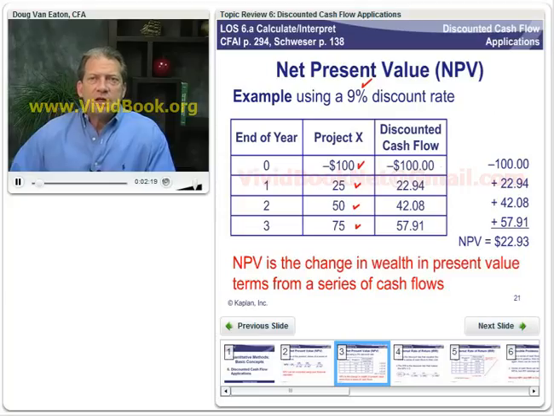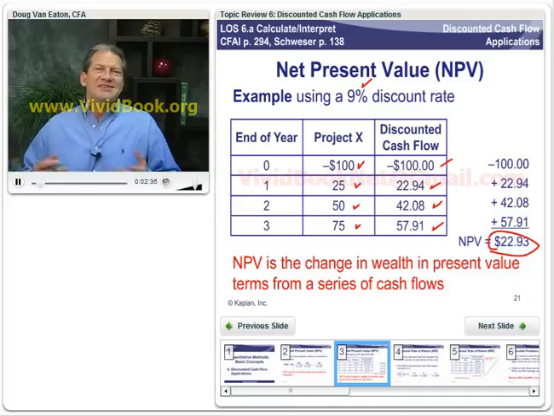So we take the initial outlay, minus 100, and then take the present values of each of these three payments, 1 year, 2 years, and 3 years out, discounted at 9%, add them all up and find out our net present value is positive. Well, what that means is this would increase the value of the company, or at least the expected value of the company.